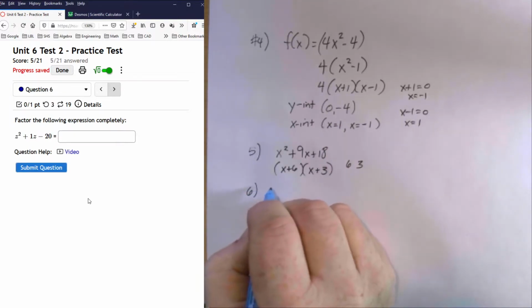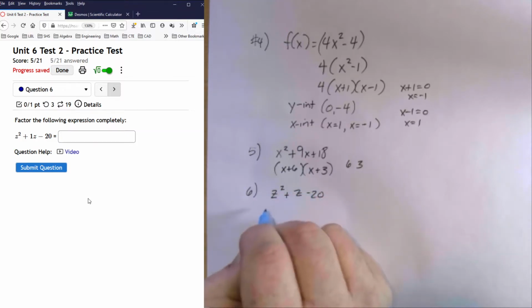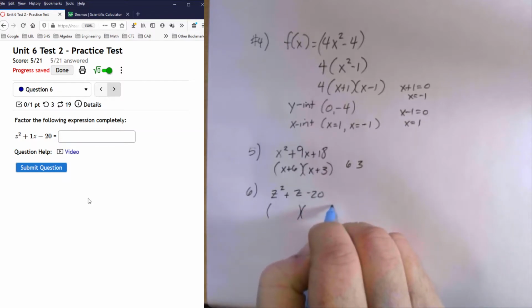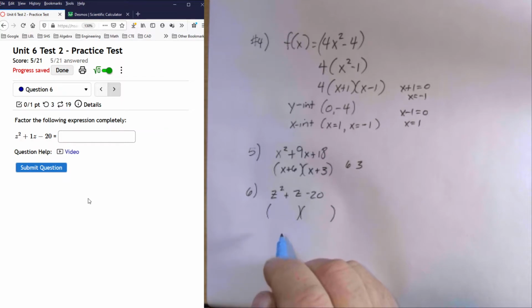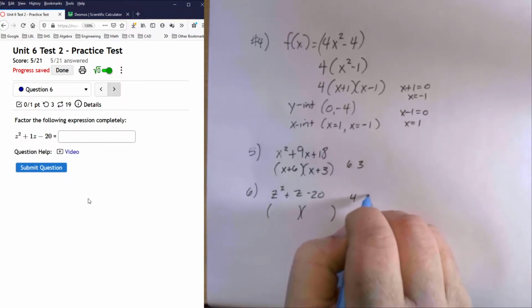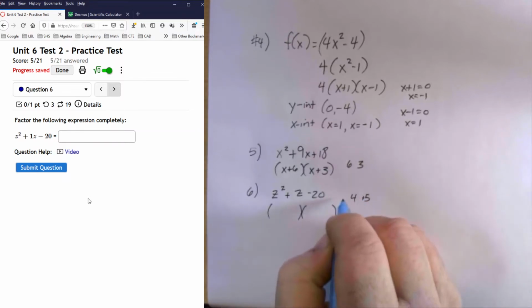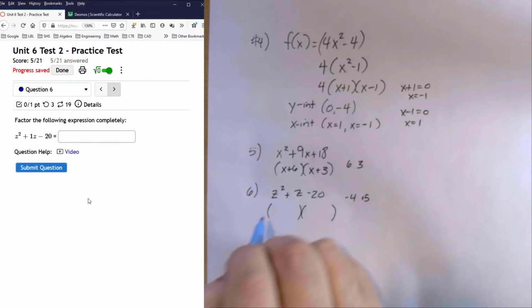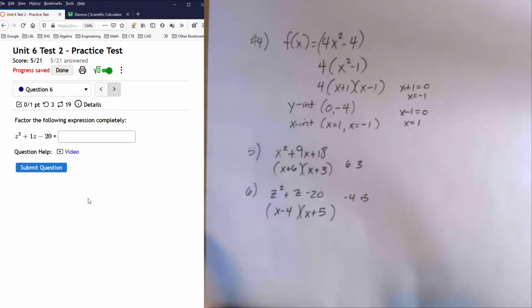Question 6, asking us to factor that. So this time we have z squared plus z minus 20. And so I'm looking for the factors of 20, right, that have a difference of 1. So it's going to be 4 and 5. And my middle term here is positive. That means my 5's got to be positive and my 4's got to be negative. So I have x minus 4 and x plus 5.